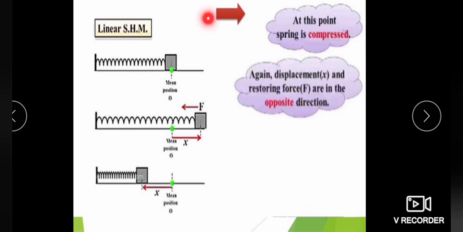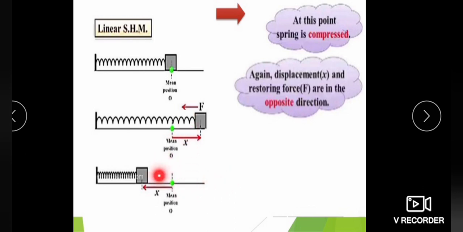You can see a block is shown tied to a spring. If it is stretched, it comes back to the left hand position. A restoring force is developed which restores its position. If the spring is compressed, the restoring force restores the original position in the right hand direction.